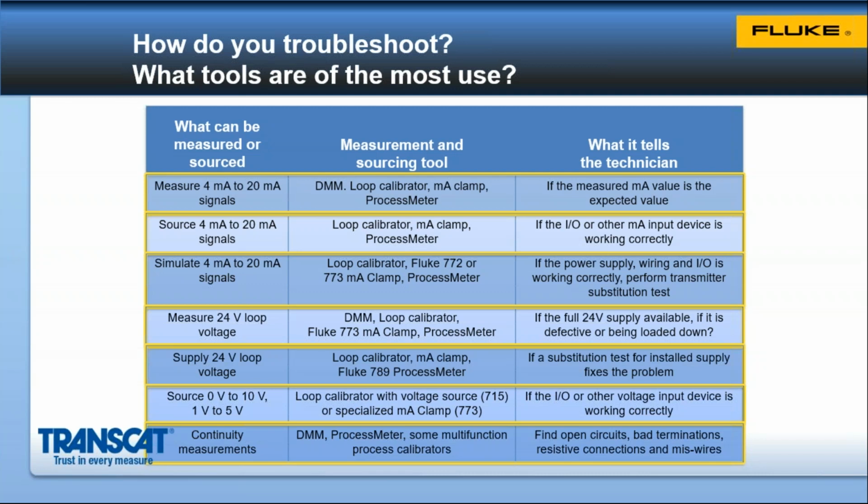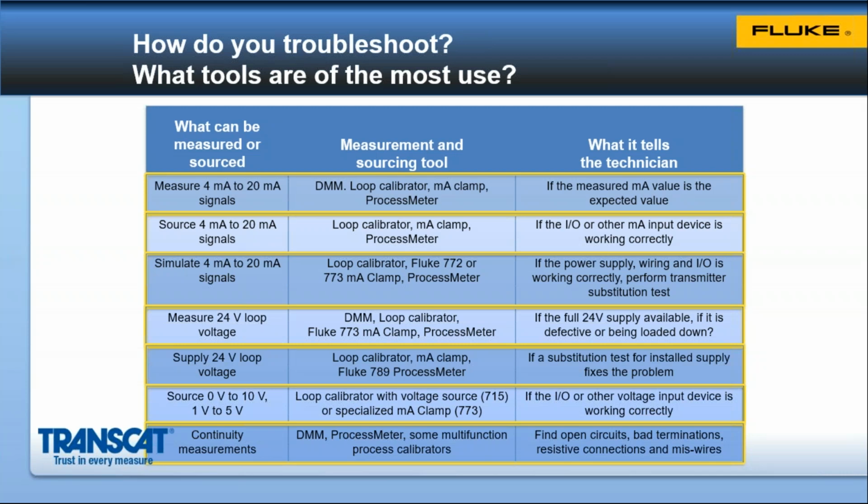Measuring the 4-20 milliamp 24-volt loop power supply can be performed with virtually any DMM. Most loop calibrators and the milliamp clamp meter and process meter, you're looking for a full 24 volts. It doesn't have to be necessarily accurate because it's what we sometimes refer to as a grunt power supply. It's powering the process. What you want is a good stable supply voltage.